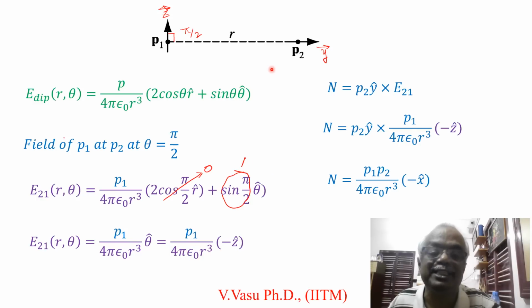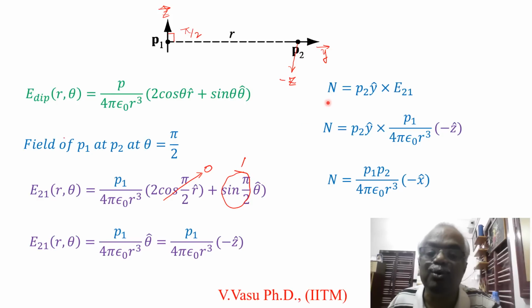Which is equal to p1 divided by 4 pi epsilon naught r cube times the minus z direction. Why I am taking the minus z direction is that this angle is also theta. So this is along the negative z direction, negative z. So this electric field is along this direction, that is the negative z axis. So I am using minus z cap.